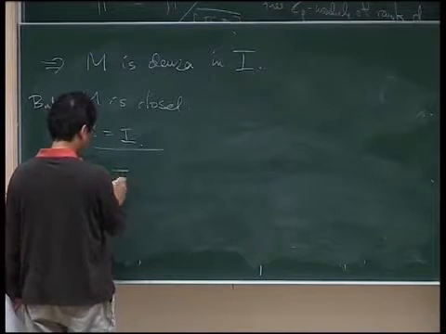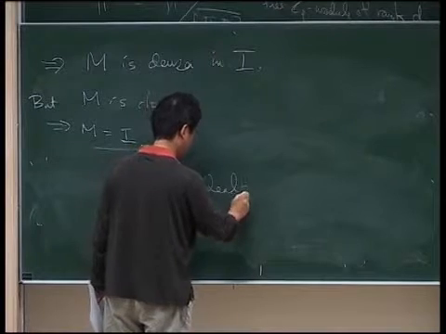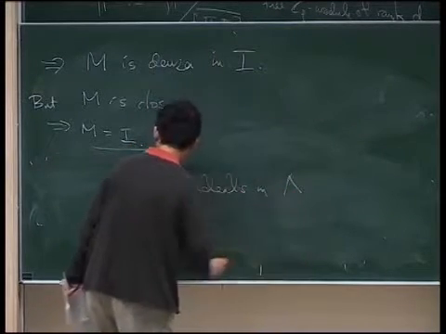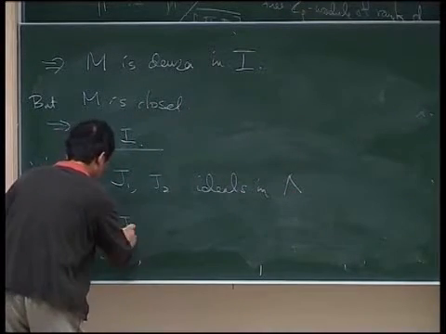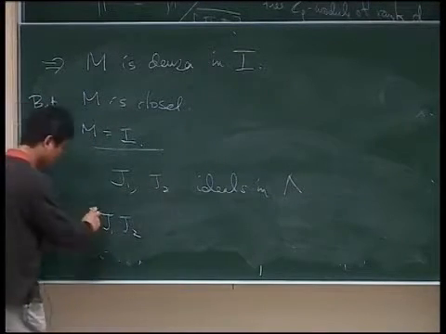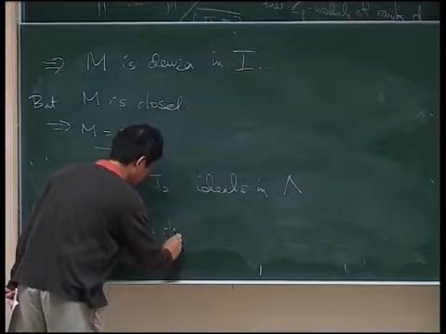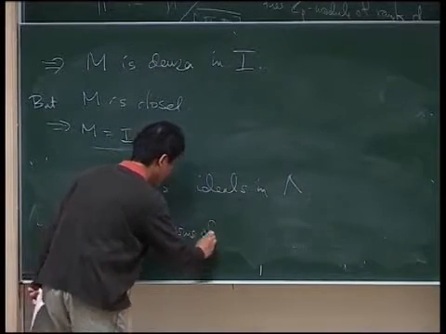Now, suppose J1 and J2 are two ideals in lambda. I'll denote by J1 J2 with a bar, again slightly confusing notation, so maybe I won't use it. By this, I'll just denote the closure of the usual ideal product.